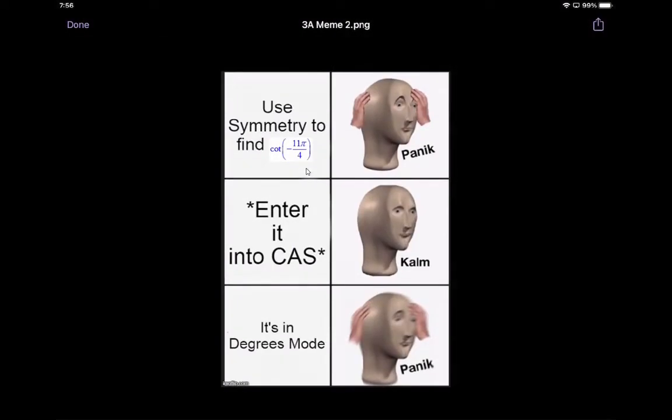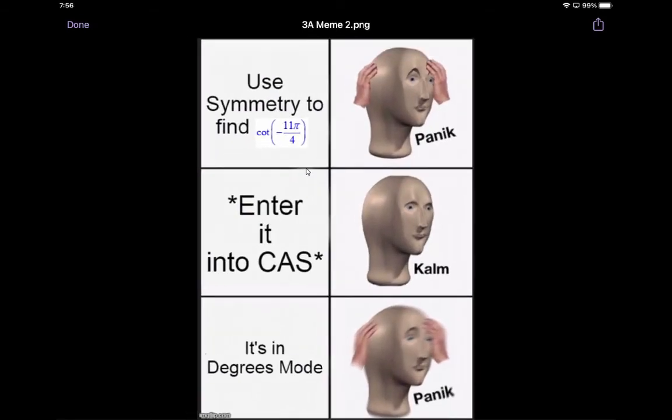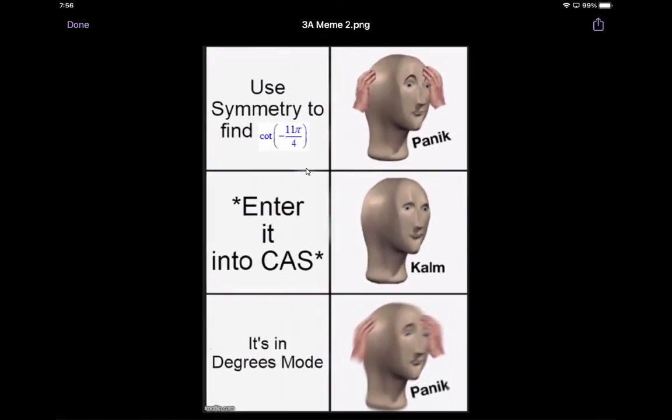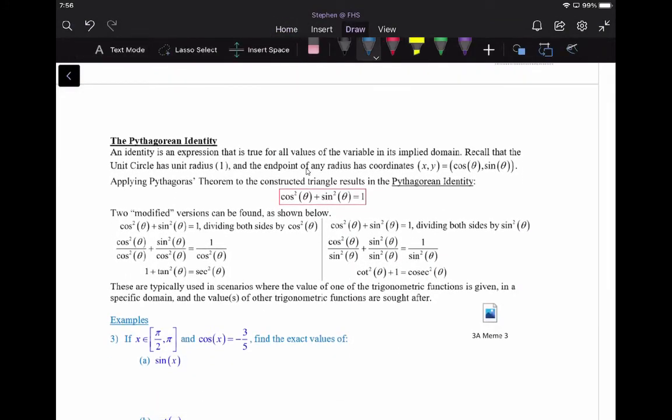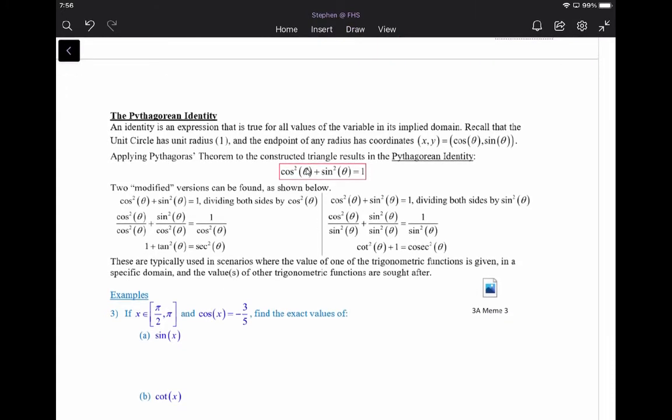Okay, so sometimes you might be a bit scared to do some of these questions from scratch. So you can say, okay, you want to use symmetry to find it, and you might feel like you want to use your CAS. Then you realize that you're just in degrees mode, and then you stuff it up anyway. So if you are using your CAS to work out these values, just make sure that you are in radians mode. Okay? Cool. So now let's jump on to the Pythagorean identity.